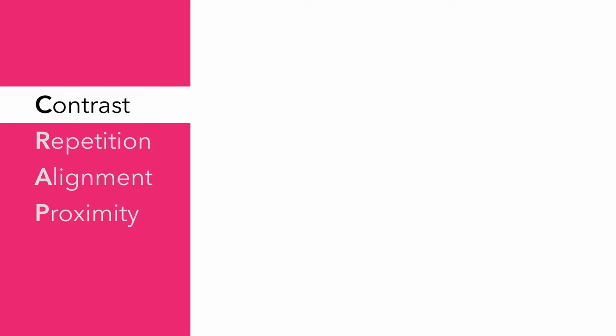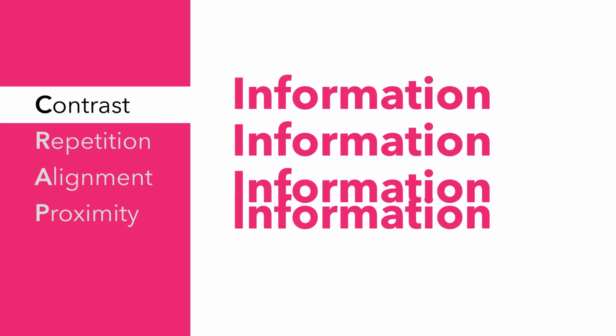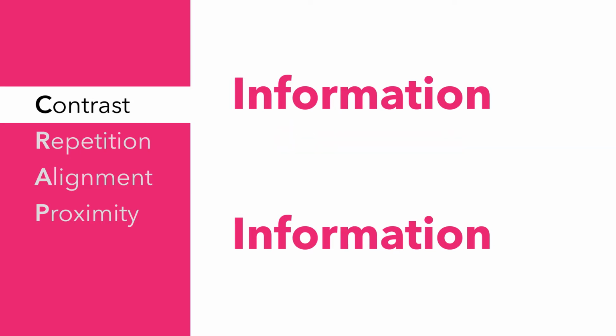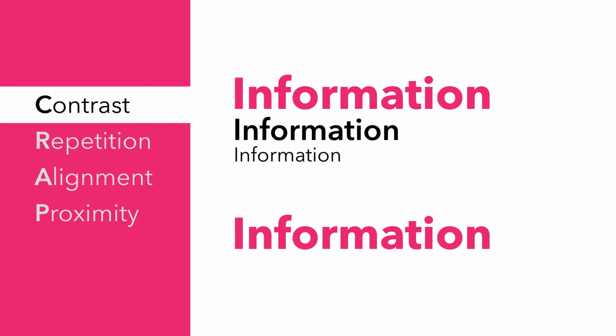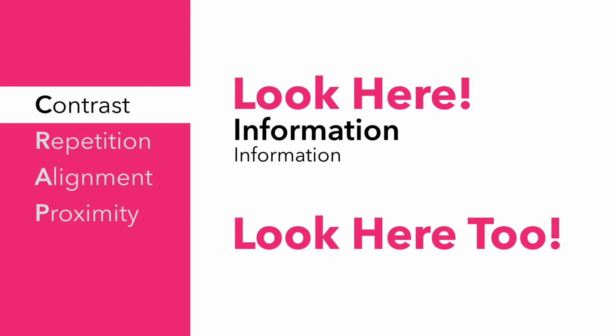C is for contrast. Contrast can be achieved through variation in size, color, line thickness, and spacing. Designers rely on contrast to create a hierarchy of information to let the audience know what is most important. Right now, these 4 pieces of information are not differentiated from each other. But after we make some small adjustments, the information has a clear hierarchy. This leads the eye to prioritize the large pink information over the smaller black information.